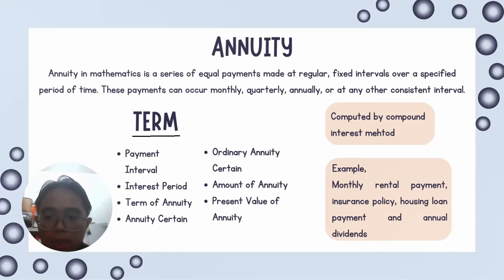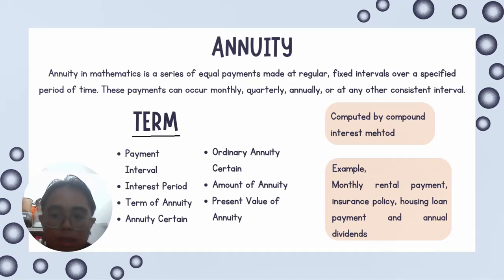The terms commonly used in discussing annuity are: the payment interval, which is the time between consecutive payments; the interest period, which is the length of time at which the interest is calculated; the term of annuity, which is from the start of the payment until the end of the payment; the annuity certain, which is a payment made in a fixed period of time; and the ordinary annuity certain, in which payments are made at the end of each payment period.